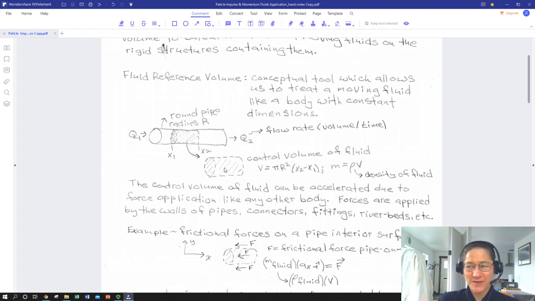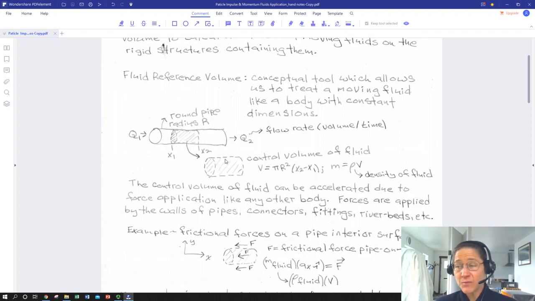It's another piece of water. It's another molecule. It's another little mass unit. But at any given instant, if you were to carve out this reference volume, it would literally be a cylinder of water that looks like it was cast from a mold of the pipe itself. And we can call that a control volume.